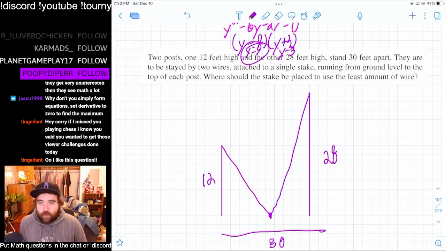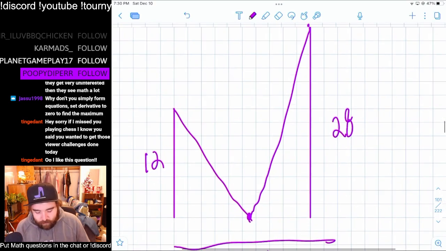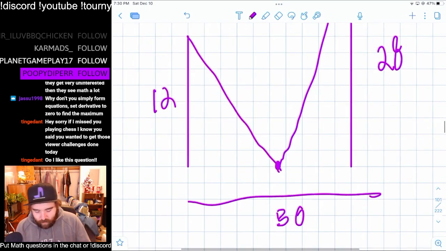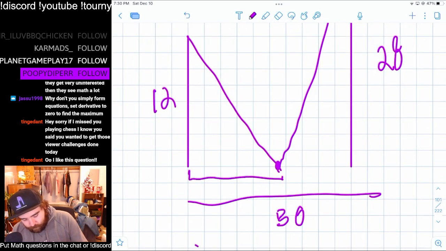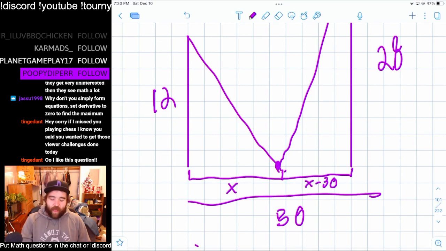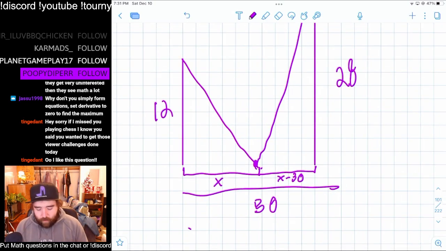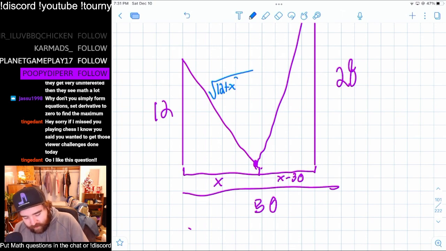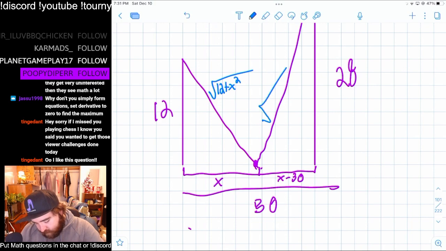Yeah, I mean, this seems fair. So we want to minimize the length of the wire. So we've got to write an equation for the length of the wire. So let's do that. So we need some x, right? Let's do this as our x, because that'll tell us that this is x minus 30, and that'll allow us to just use the Pythagorean theorem and write equations for this. So this is the square root of 12 plus x squared. Well, not 12 plus x squared, we're going to have big numbers, 144 plus x squared.